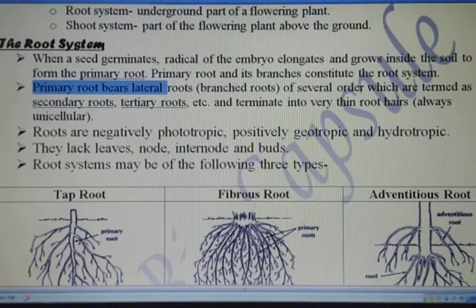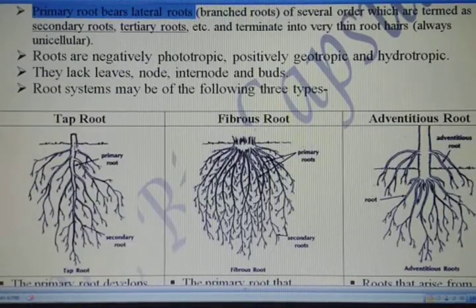These primary roots, as I said here, bear lateral roots, which you can call the branches of the roots. Therefore, as you can see in this figure, the radicle develops into the main root that penetrates downward, and that is called the primary root. Now from the primary root, when lateral branches come out, they are called secondary roots.